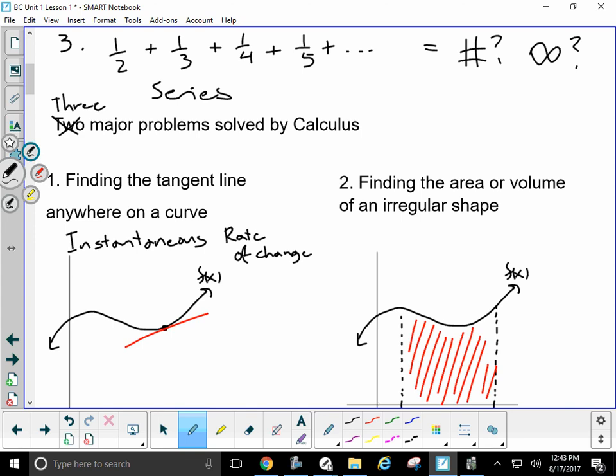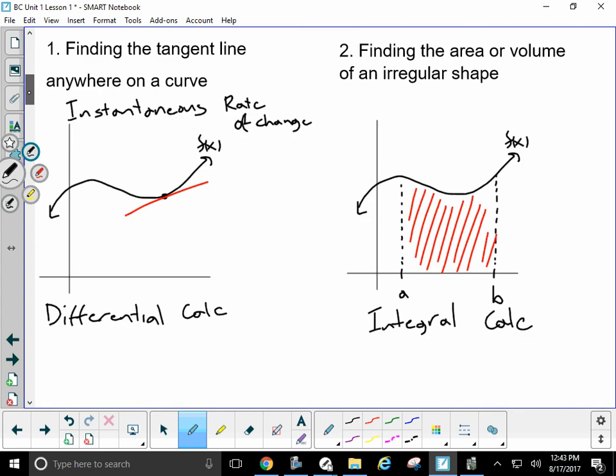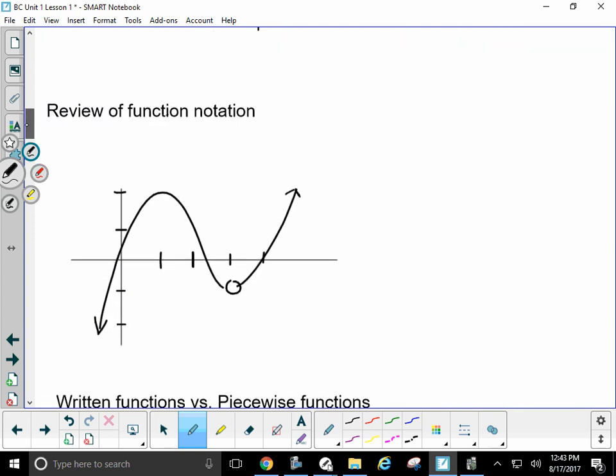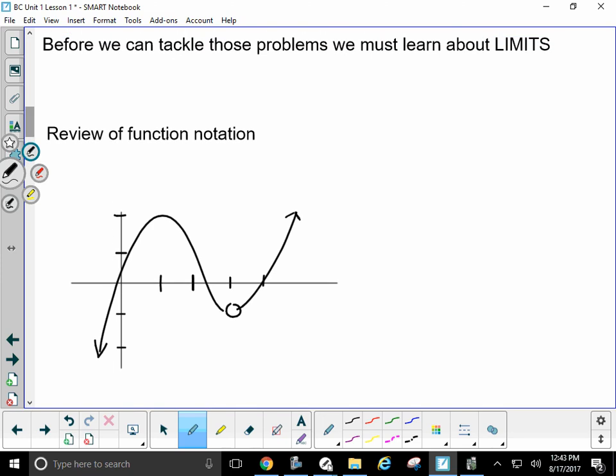Okay, but before we learn about any of those, derivatives, integrals, series, we need the building blocks of calculus, which are limits. Before we talk about limits, we're going to review function notation. Okay, very simple. Here I have a function given to you. We'll denote it by f of x.